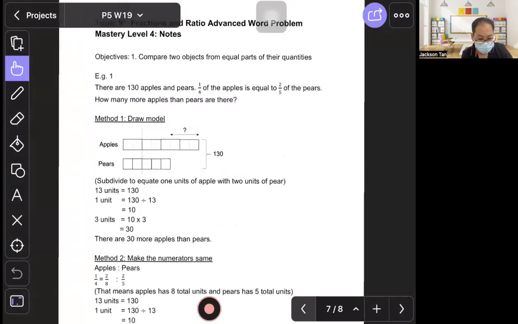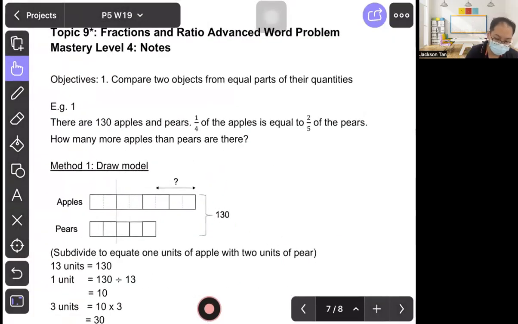Okay, mastery level 4 is to learn to compare two objects from equal part of the quantity. So you say that there are 130 apples and pears. 1/4 of the apples is equal to 2/5 of the pears. So if you use model, make sure that 1 unit of the apple is equal to 2 units of the pear. Then you put back the 3 units for the pear. And when you compare, you must subdivide by 2. So that is easier. So 130 divided by 13 units. So 1 unit is 10, then your 3 units will be 30.